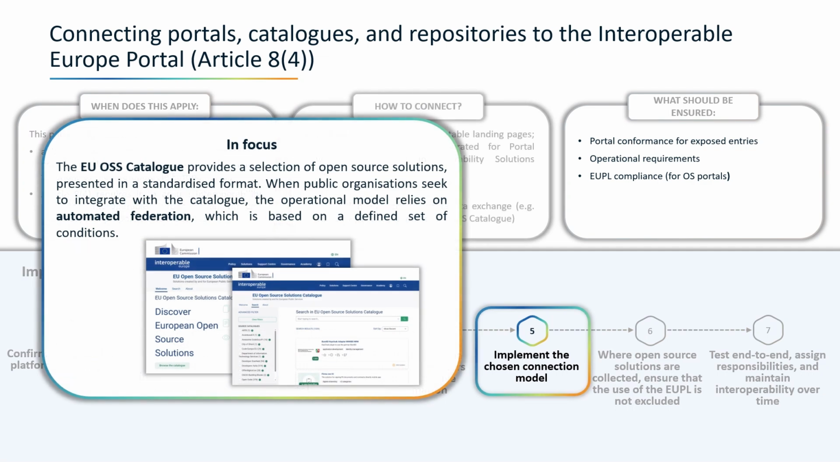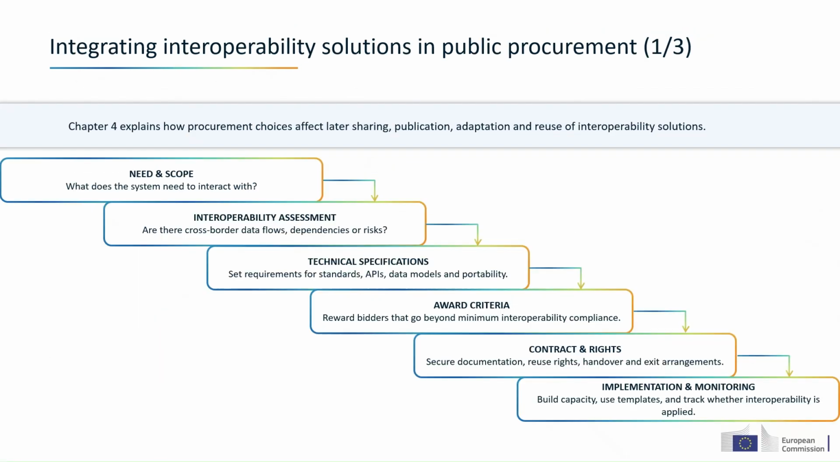As just mentioned, the EU OSS catalog federates open source solutions from both national and local catalogs across member states. To integrate a portal or catalog with the EU OSS catalog in practice, you need first of all a public Git repository, then a valid publiccode.yml file, and a publicly accessible API. These are the specific operational conditions of the EU OSS catalog, so they do not constitute a general legal requirement of the Act. The following 3 slides concern integrating interoperability solutions in public procurement.